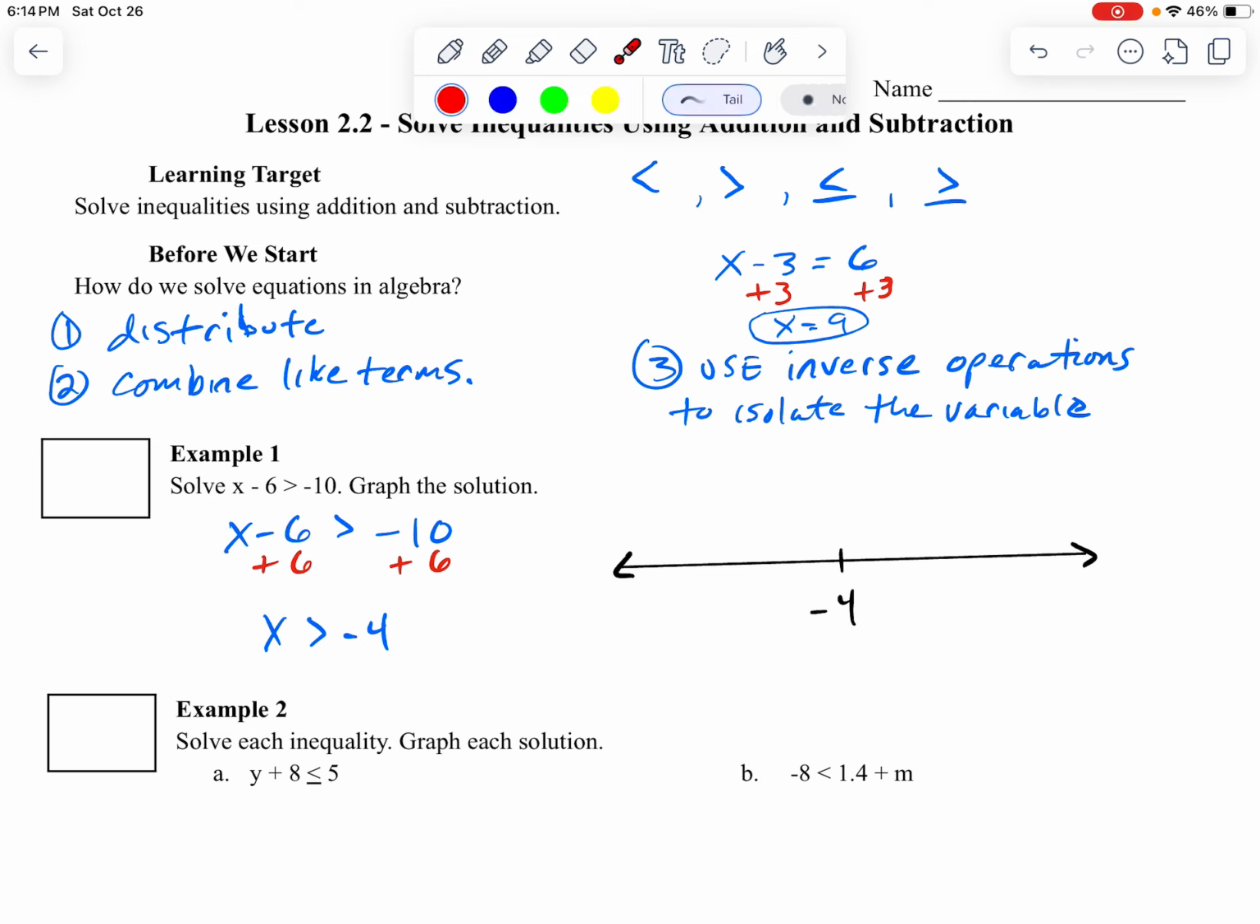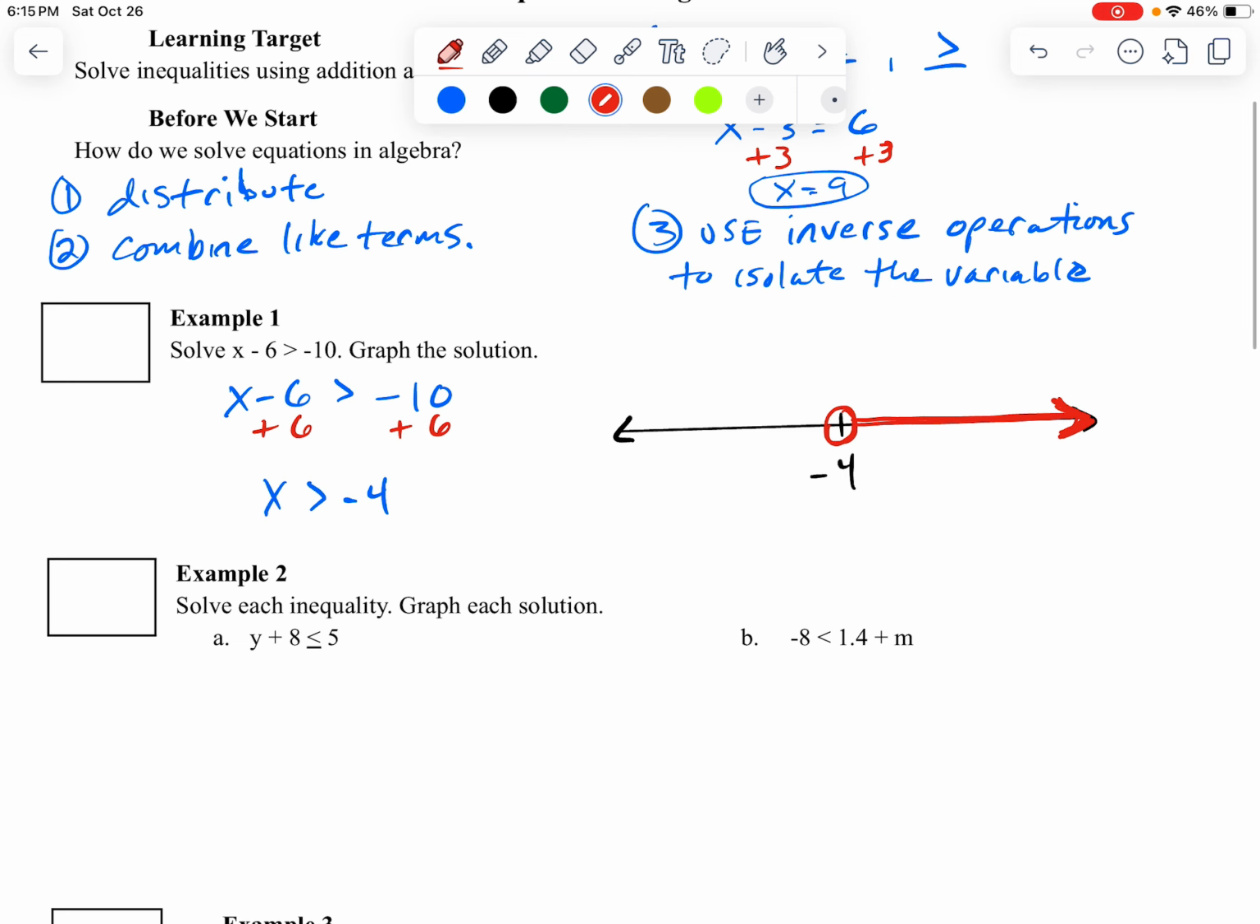And at negative 4, we have to think about, is this value included or not? In this case, since it's just x is greater than negative 4, not greater than or equal to, that means that negative 4 is not a solution. Only those numbers greater than negative 4. So that means that we have an open circle, and then we're shading everything here to the right. And we talked about that open circle versus closed circle in the previous section, so if you're not understanding that, I would go back and look at that previous section.